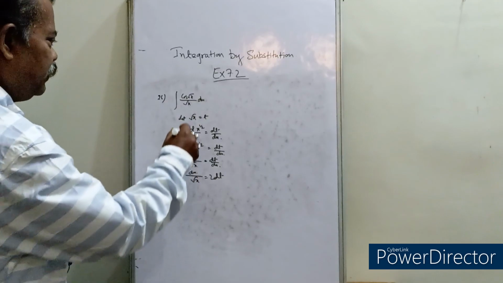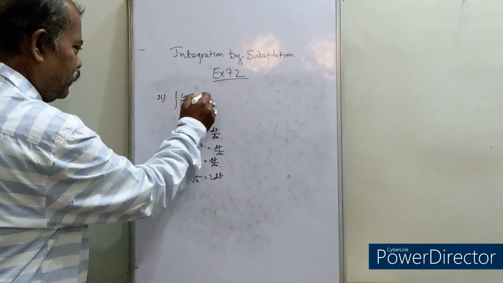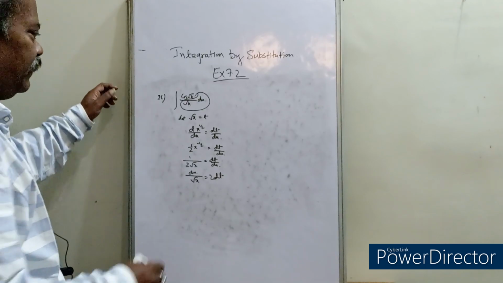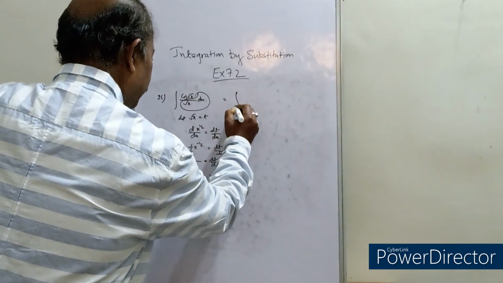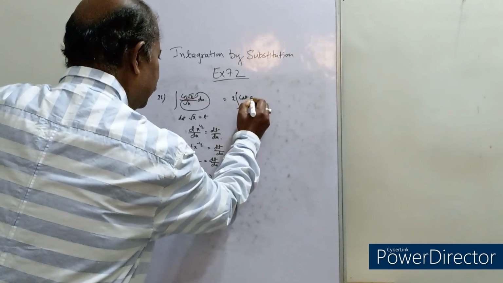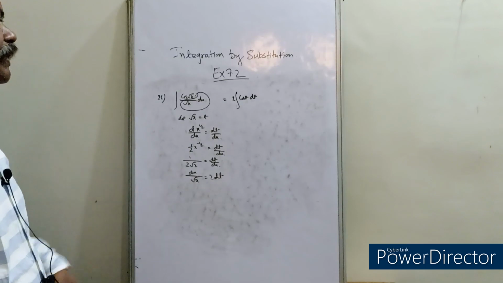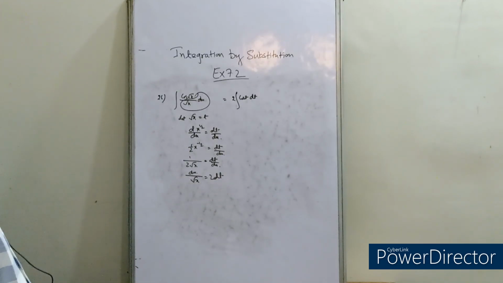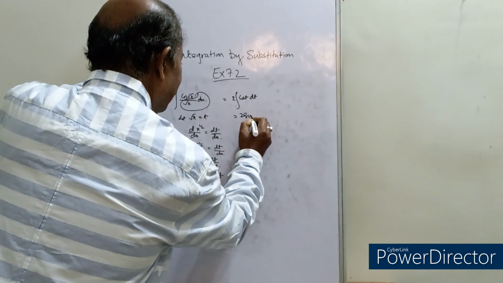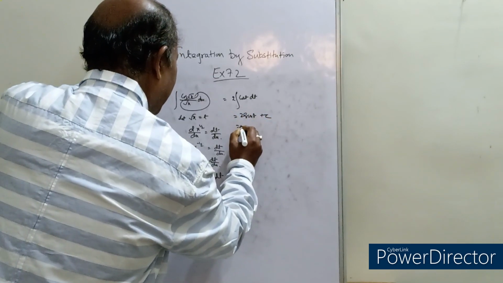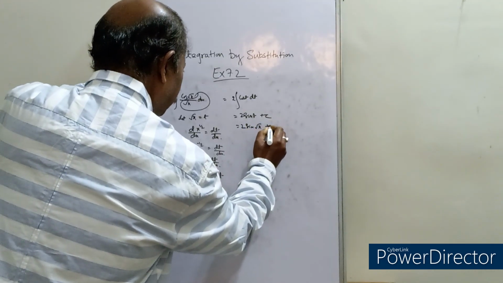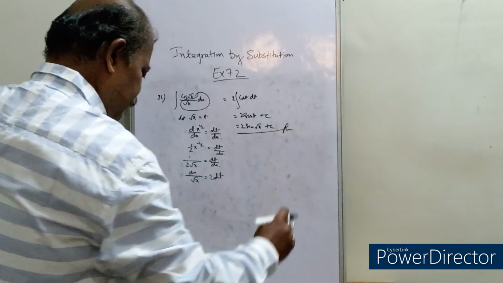So now here you see that this becomes 2 dt, and so it will be 2 cos t dt. Now it has become easy for you to integrate it, and when you integrate it, you will get 2 sin t plus c, that is 2 sin root x plus c. This is your answer.